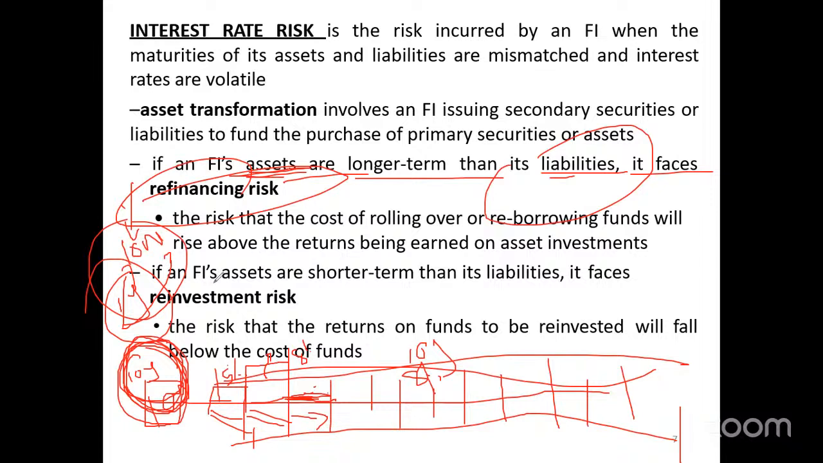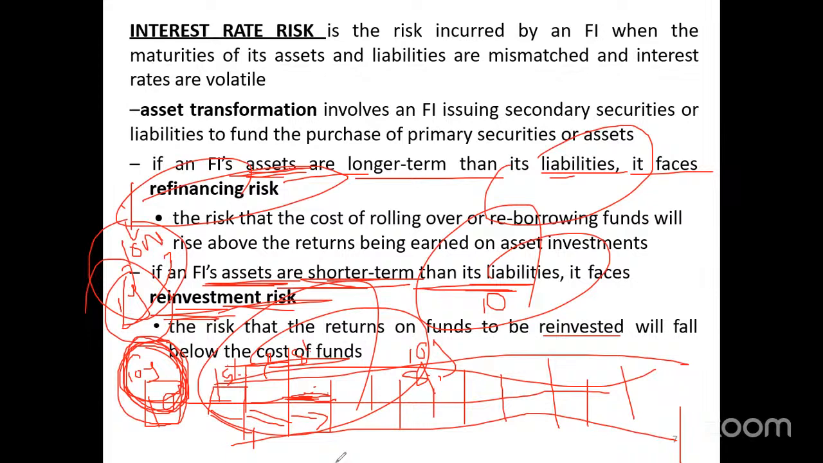If a financial institution's assets, right, assets, loans, are short term, so 1 year loans, then liabilities, deposits, right, so 10 years deposit and 1 year loan, it faces reinvestment risk. Every year they have to find new investment opportunities. The risk that the return on funds to be reinvested will fall below the cost of funds. Cost of funds means the rate of interest paid to its depositors, right? Then the rate of interest received from the loans, from the borrowers.